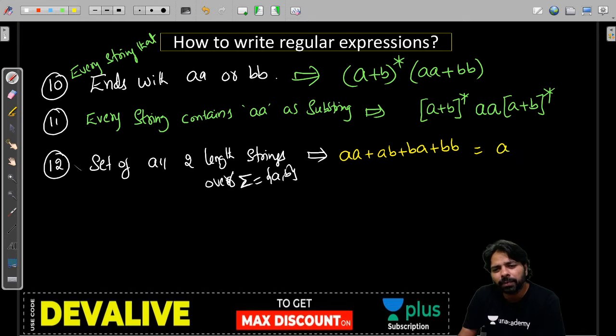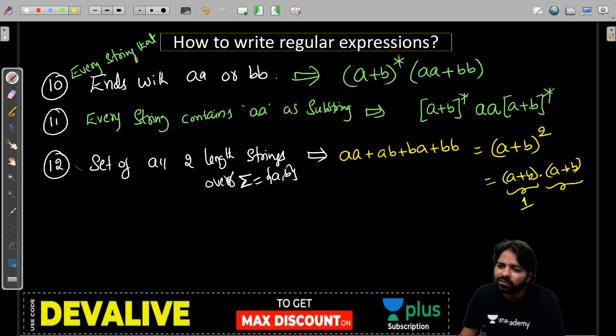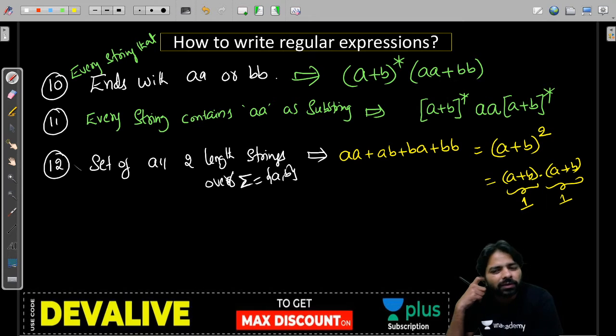So you can write in a power form, A plus B power 2. It means I have a 1 length followed by 1 length, which always gives 2 length. Do you understand the concept? Here 1 length comes, here 1 length. So 1 length followed by 1 length is 2 length.